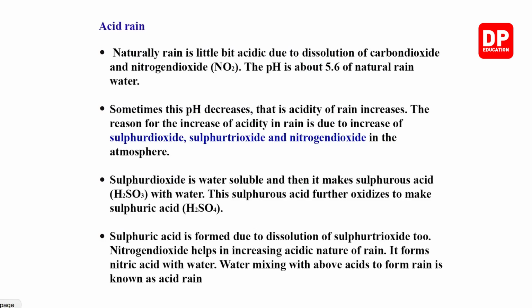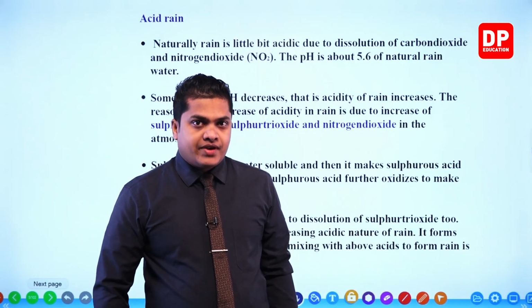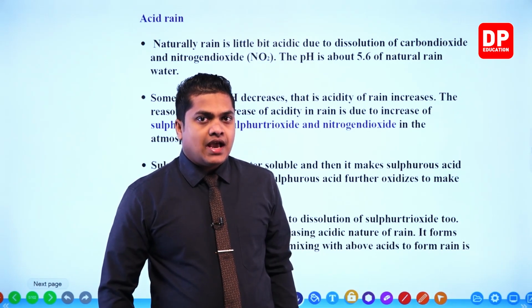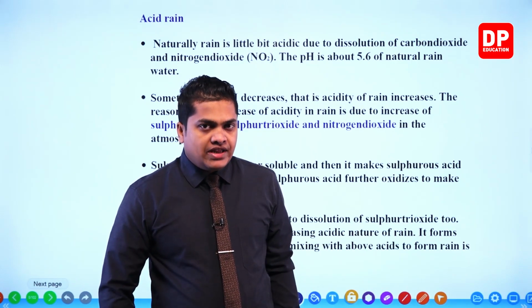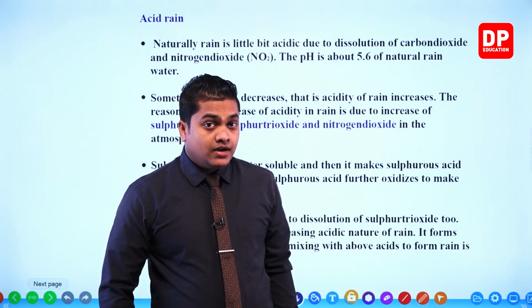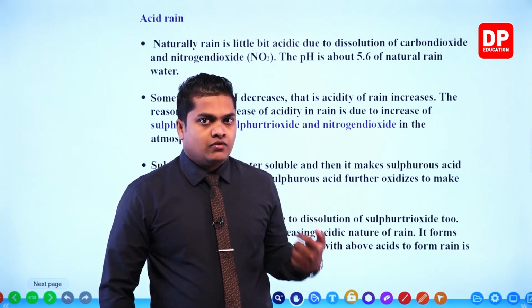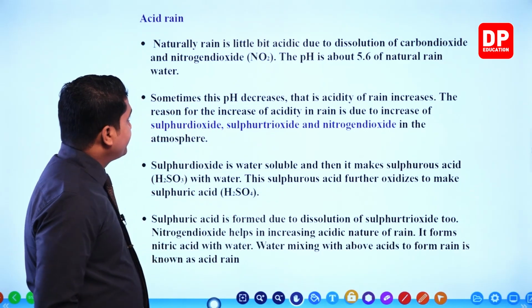Then the next one, acid rain. Okay. So now we are going to discuss acid rain. Over there I told you that acid rain is mainly created because of the oxides of nitrogen and oxides of sulfur, like sulfur dioxide. Now let's see the brief description for acid rain. You are given a point first.